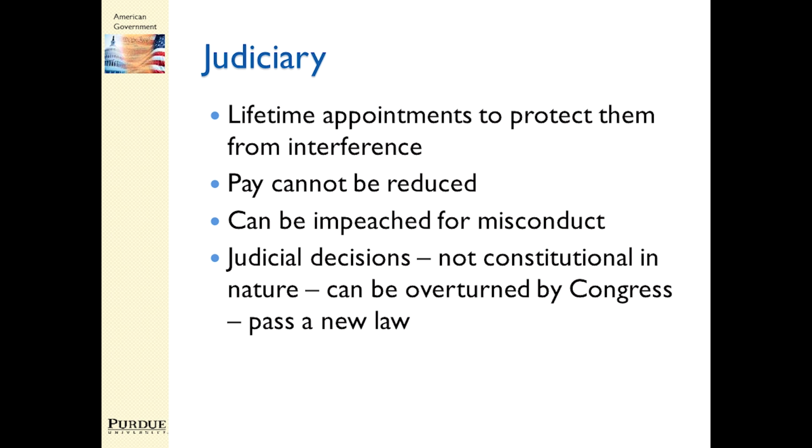Judicial decisions can be overturned by the Congress if they don't reach an issue of the Constitution. If they're just about a law, then the Congress can pass a new law. So even though the courts can rule things illegal, they could be corrected if it's not a constitutional issue. If it's an issue speaking to the Constitution, saying that this is an issue of free speech or equal protection of the laws, then there's not much that the Congress can do.